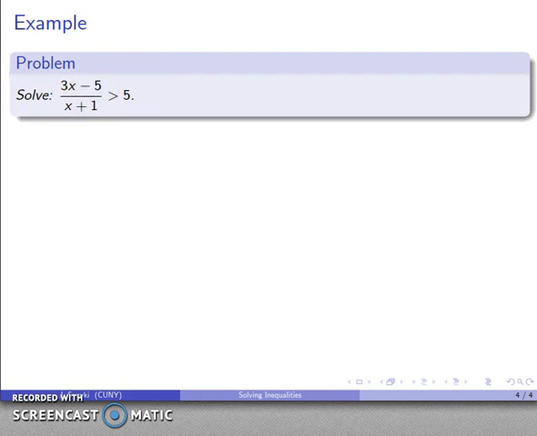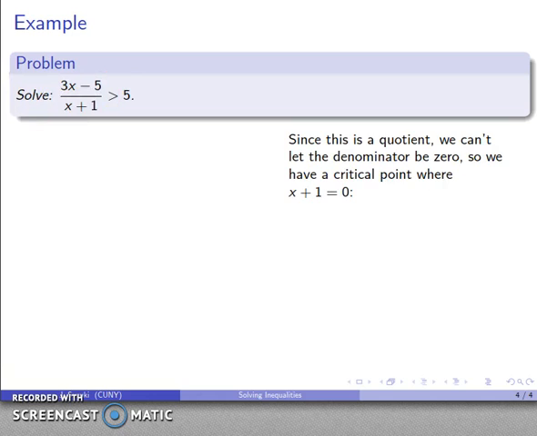I have a quotient over on the left-hand side, and because it's a quotient, I cannot let the denominator be 0, which means I have a critical point anytime I have something that'll make the denominator 0. So I have x plus 1 equal to 0. If x equals negative 1, I have a problem. If x equals negative 1, the denominator is 0. That's a bad thing. We have to avoid it. So x equals negative 1 is a critical point.